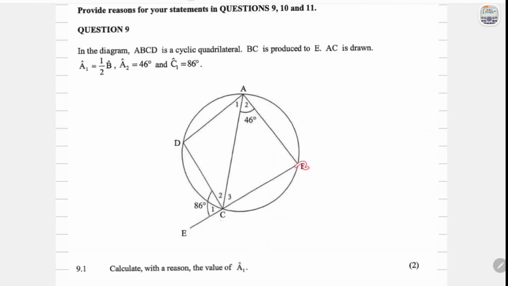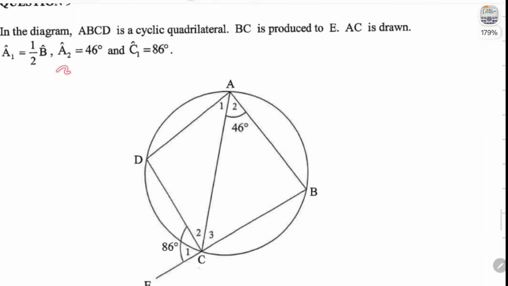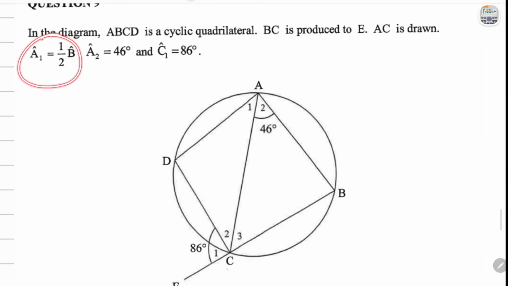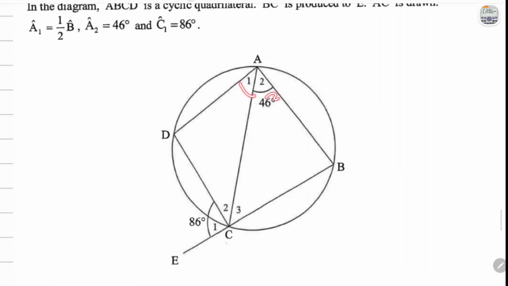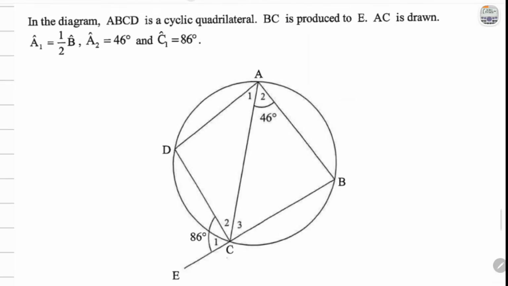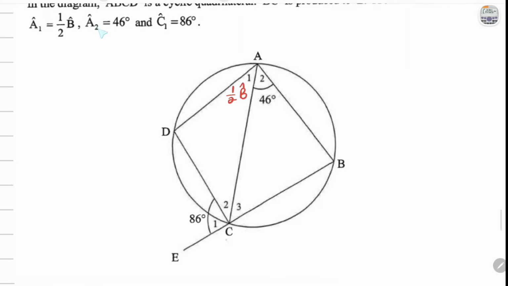And then they tell us that BC is produced to E, and we have AC is drawn, and then they give us some dimensions that we need to put down. So angle A1 is half the size of angle B. That's the first thing they tell us. Angle A1, this angle, is half the size of angle B, this entire angle. Let's just keep a mental note of that. We might as well write it down so we don't forget. This is a half of angle B. Keep that in mind. And then they tell us that angle A is 46 degrees, as we can see, and angle C1 is 86 degrees.